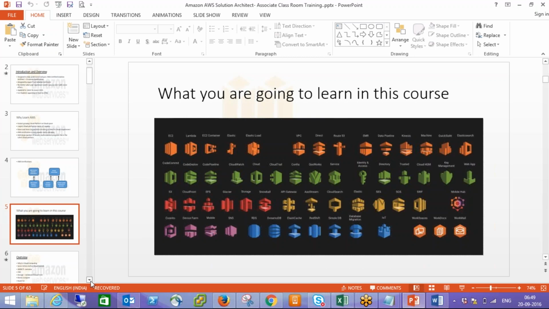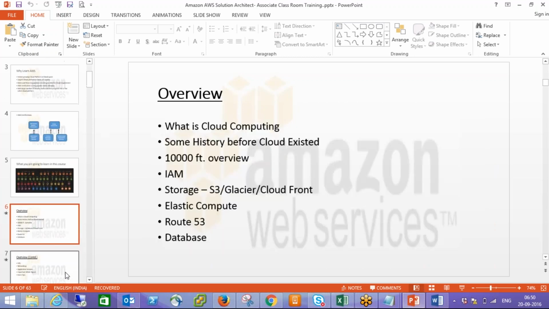Let's say EC2, S3, RDS, DynamoDB. These are the services that are more relevant for this exam. So we would be digging deep into these services, and I'll be guiding you through all the labs that need to be done, so that you have complete hands-on experience on all the services before you appear for the exam.